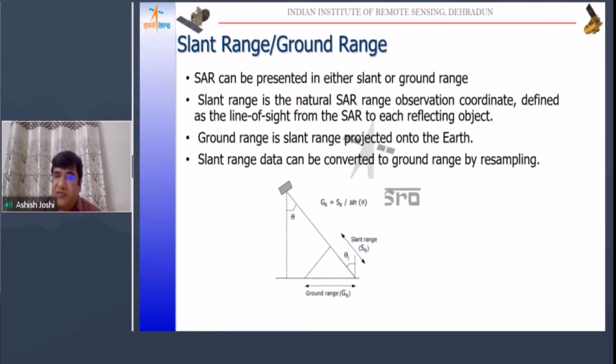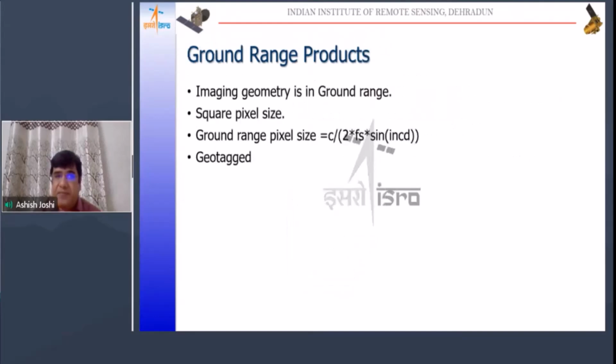Then we will use this formula of converting the slant range to the ground range, and we can convert the slant range product to the ground range product by using this formula and by resampling. Resampling means we can do the interpolation, like CC interpolation and NN interpolation. So the imaging geometry is in the ground range for the ground range product. The square pixel size. So in the ground range product, both range and azimuth pixel size should be the same. So we have the square pixel size.